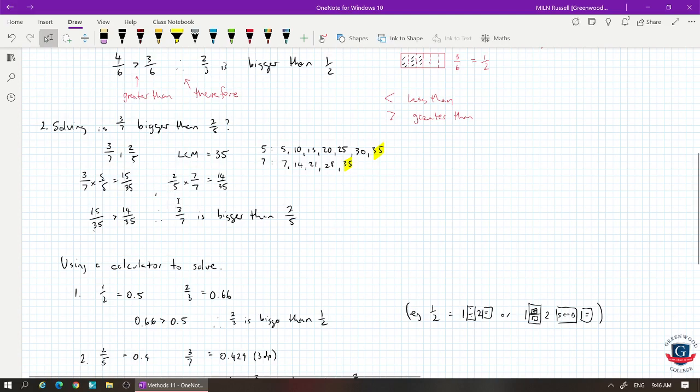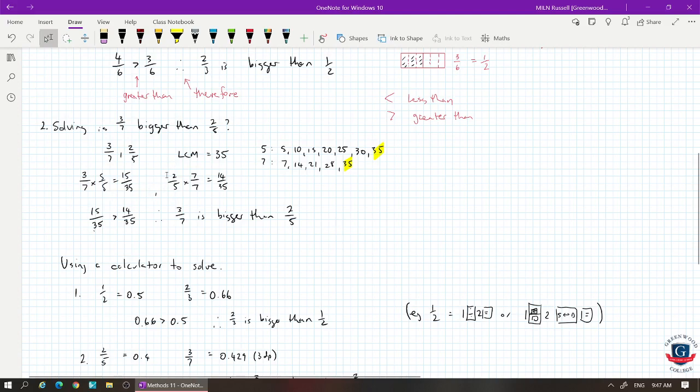Do the same thing for 2/5. 5 times 7 is 35. If we multiply the denominator by 7, we have to multiply the numerator by 7. 7 5s gives me 35, 2 7s gives me 14. 14 over 35 is equivalent to 2/5.